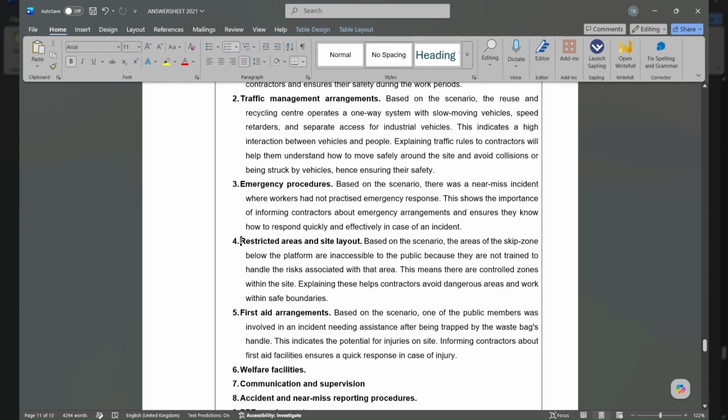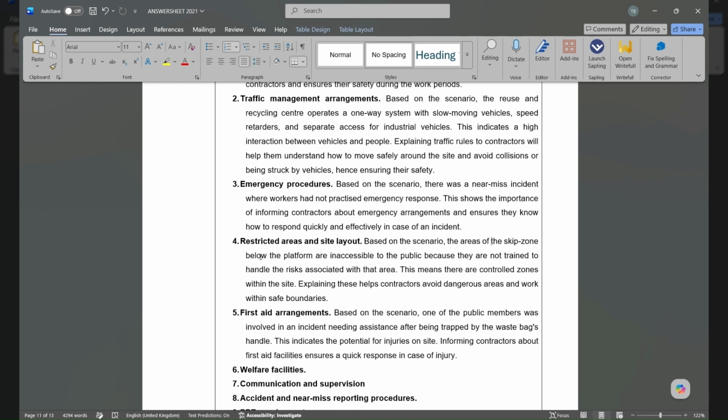Number 4, restricted areas and site layout. Based on the scenario, the areas of the skip zone below the platform are inaccessible to the public because they are not trained to handle the risks associated with that area. This means there are controlled zones within the site.